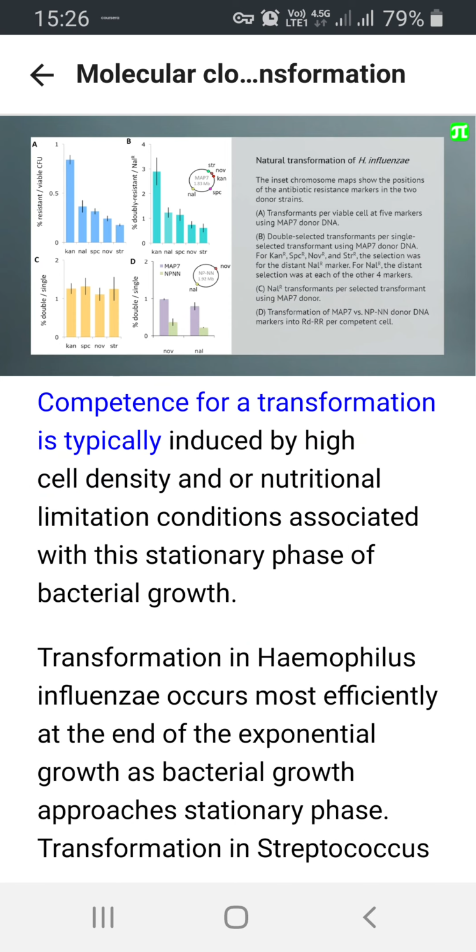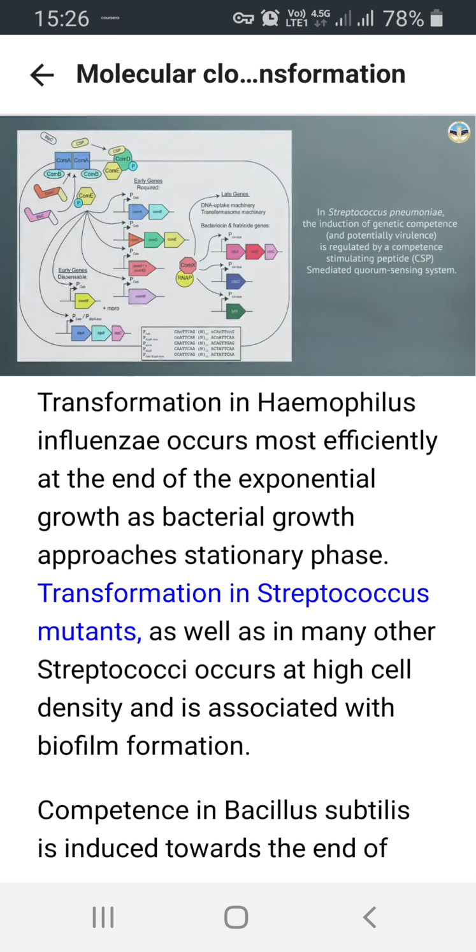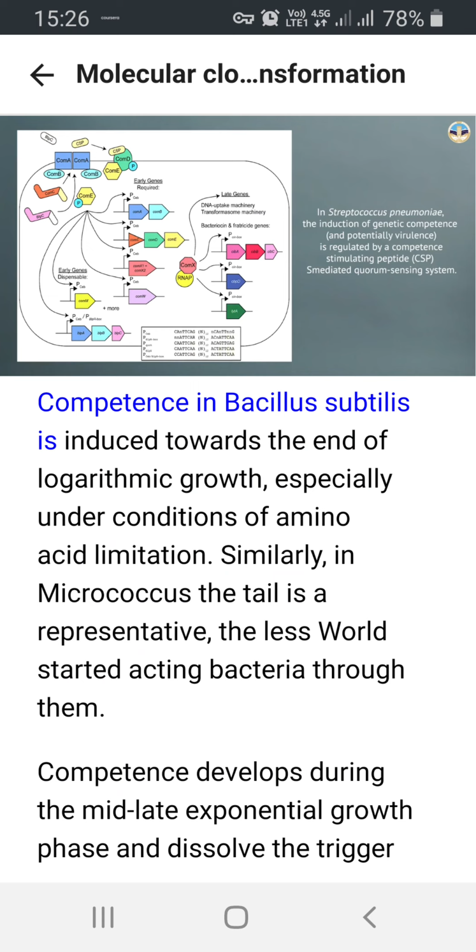Competence for transformation is typically induced by high cell density and/or nutritional limitation conditions associated with the stationary phase of bacterial growth. Transformation in Haemophilus influenzae occurs most efficiently at the end of the exponential growth as bacterial growth approaches stationary phase. Transformation in Streptococcus mutans, as well as in many other streptococci, occurs at high cell density and is associated with biofilm formation.